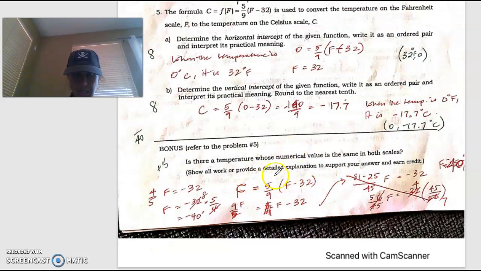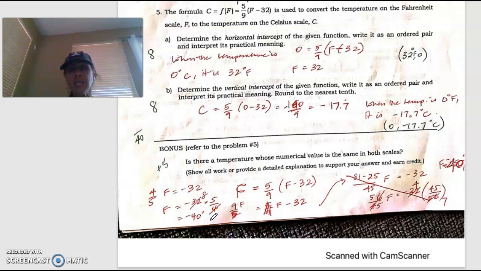All right, you're going to start here. I want to know when the temperature's the same. So I want to know when this C value is equal to F. So I'm simply going to set up my C function and let it equal F. And then I'm solving for that Fahrenheit temperature. Multiply by 9/5, add the 32, and we end up with -40.